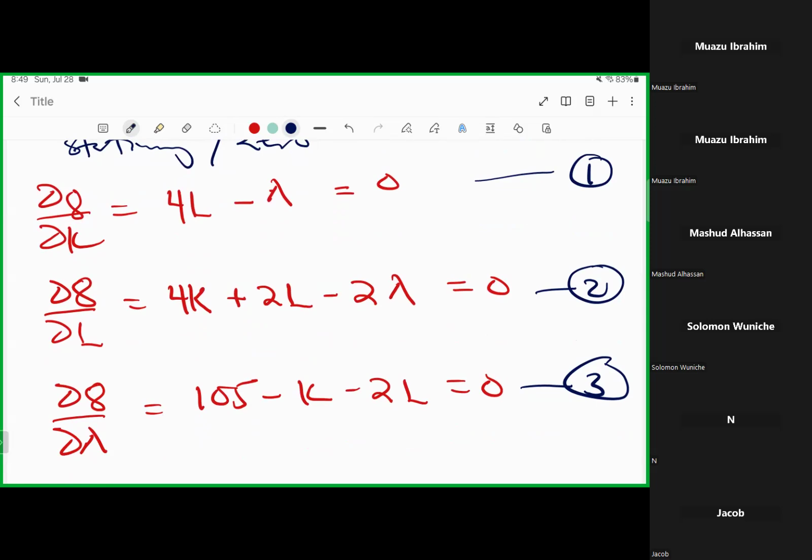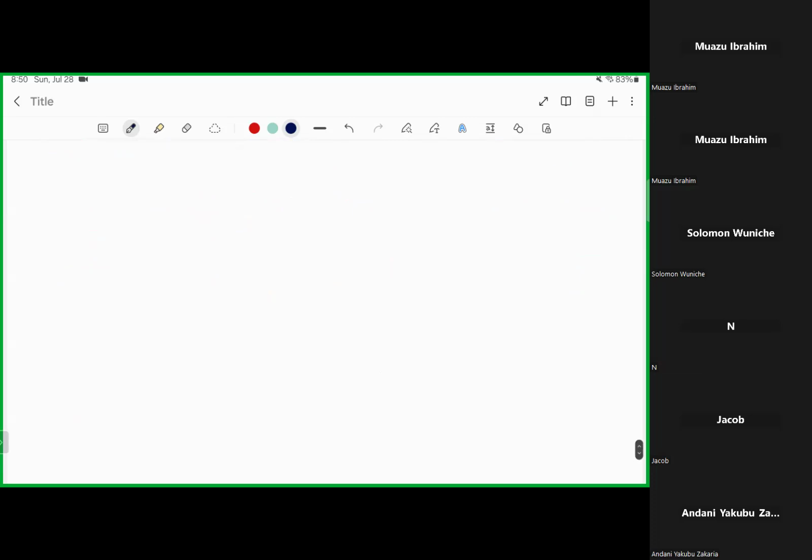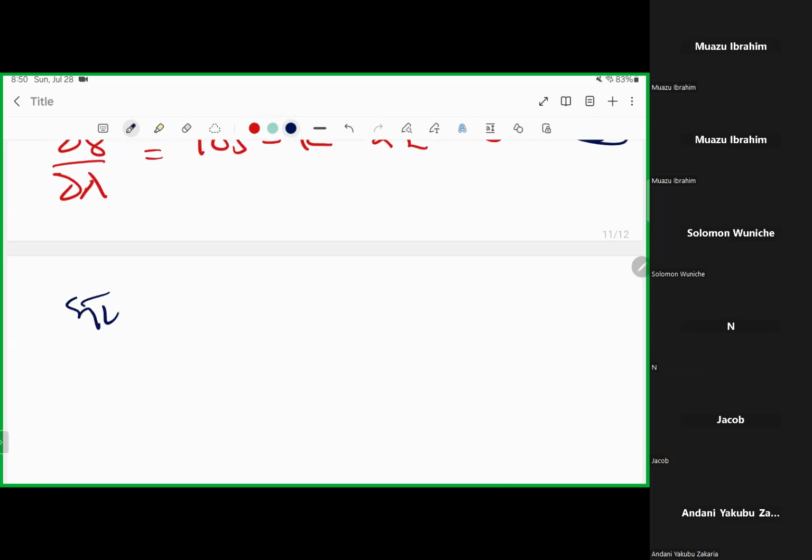So how do we solve this simultaneously? You can see that from equation 1 and 2, we have lambda. So we can make lambda the subject in equation 1 and 2 and equate them. So here, step 3. We are solving it simultaneously, okay?